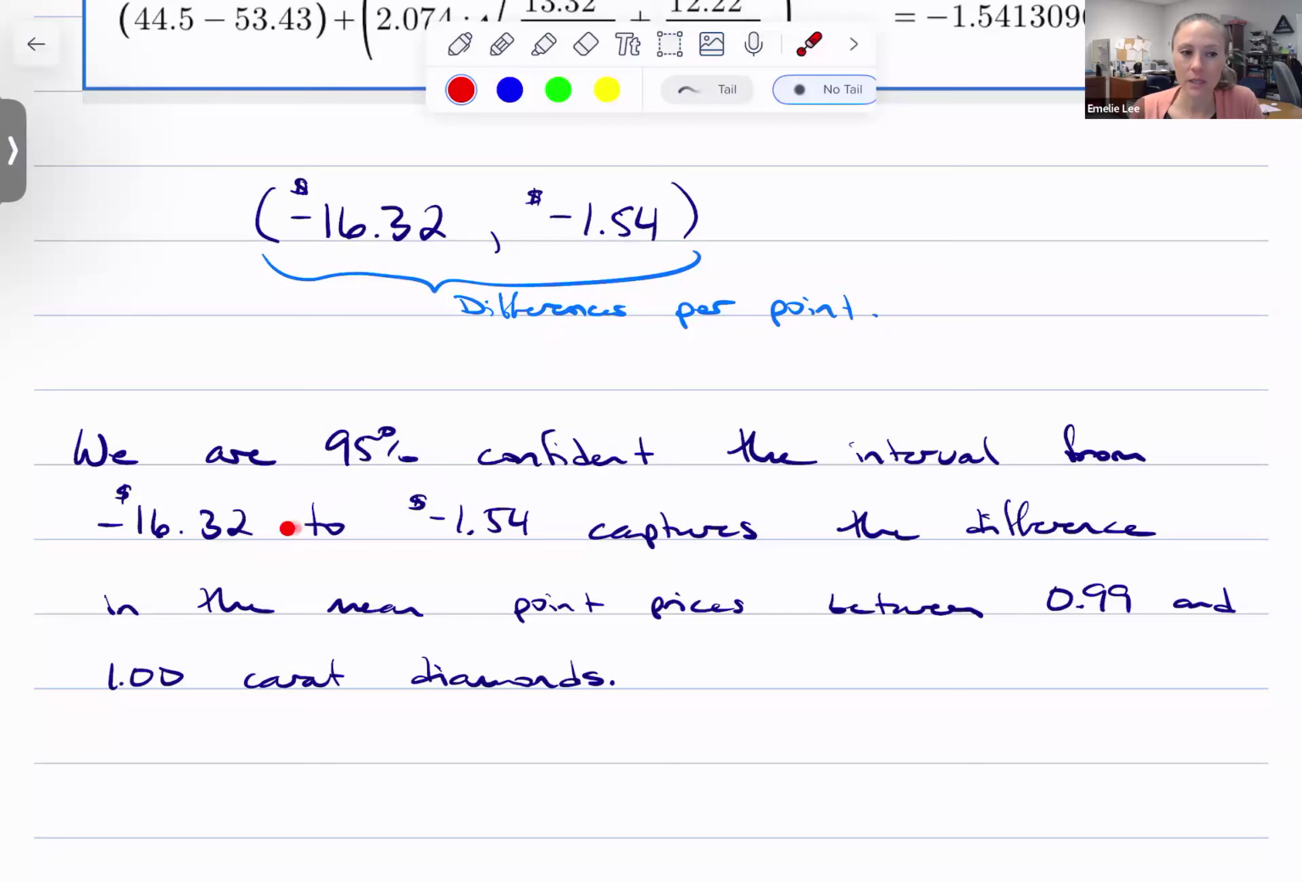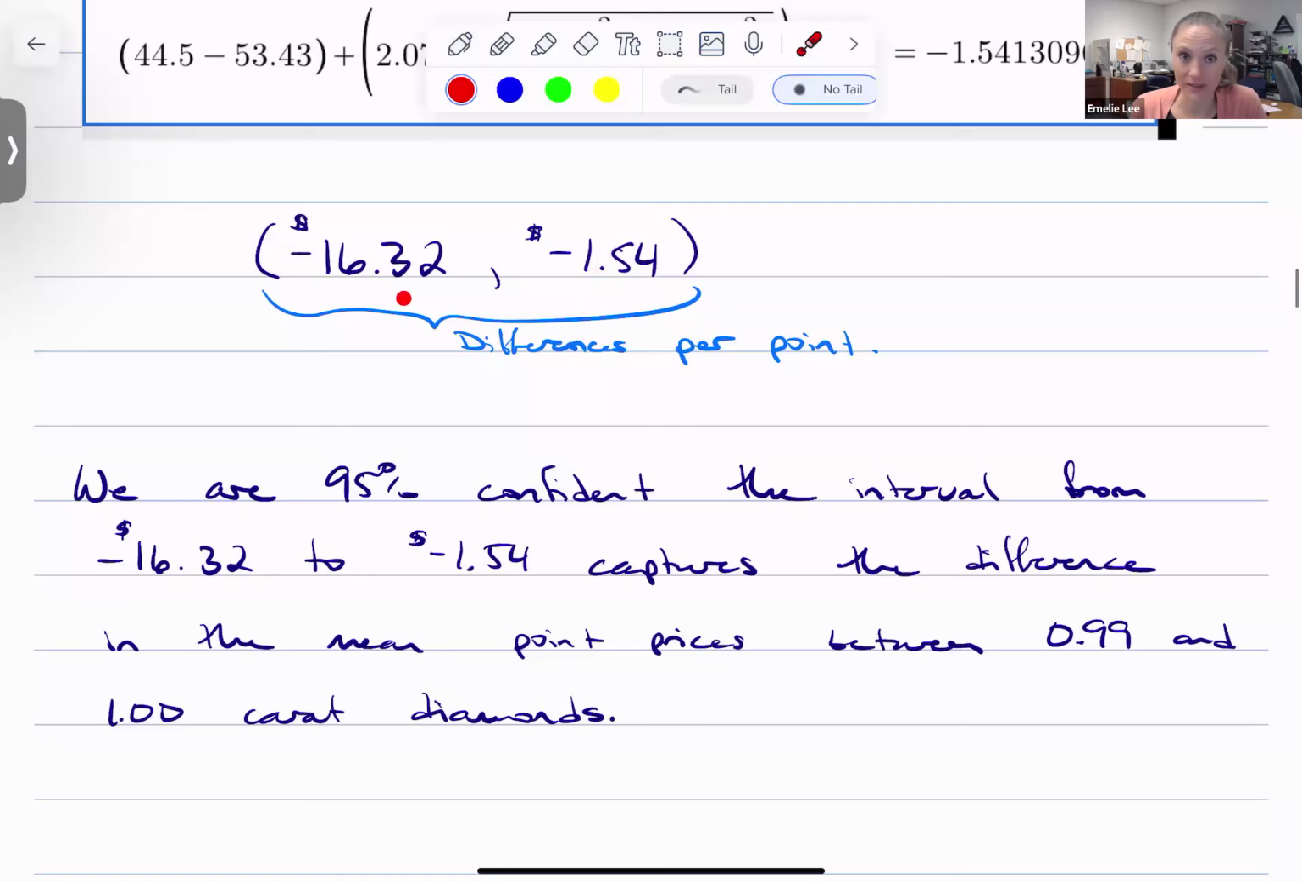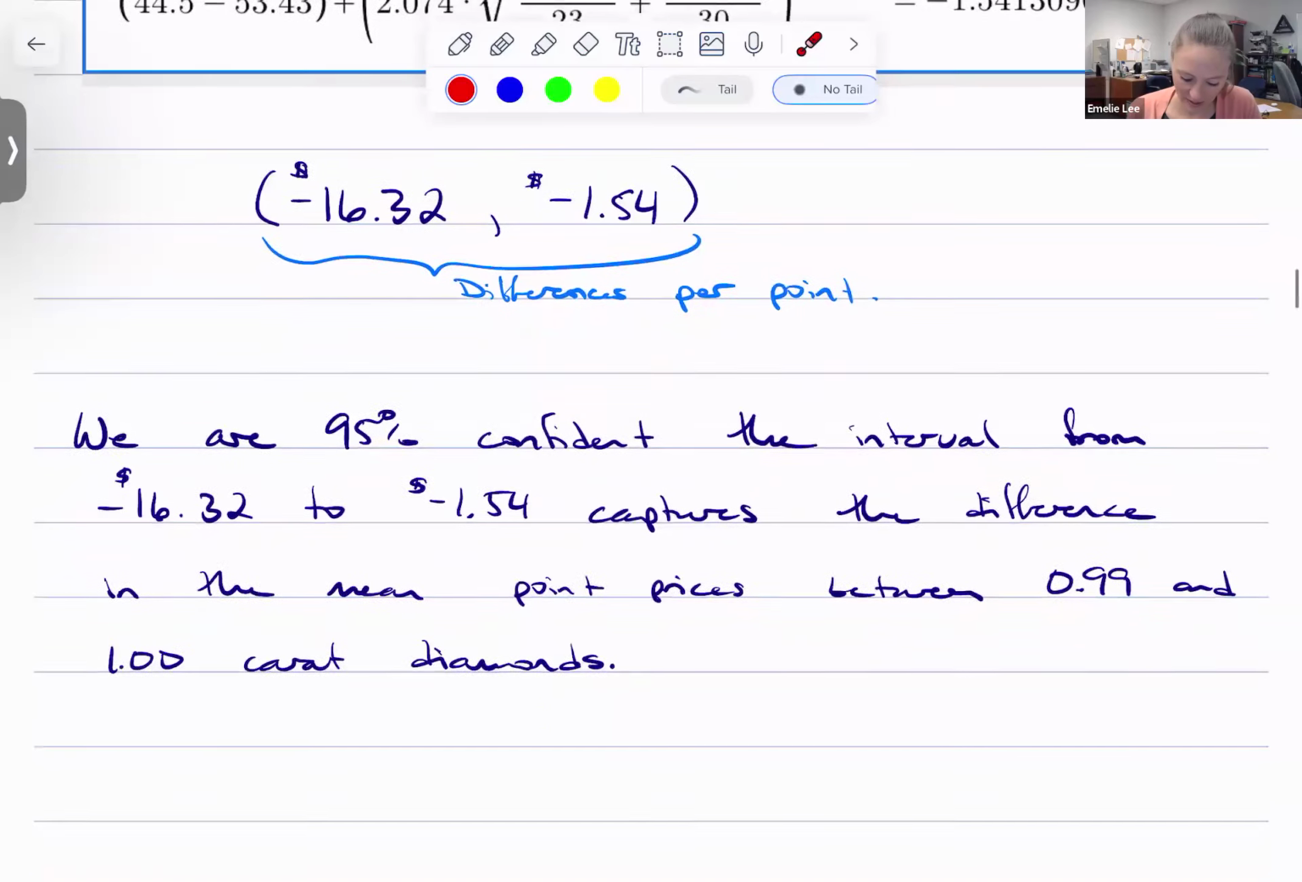You can take this further and say that a difference of negative 1632 is the same as saying that the 1 carat diamond is $1632 higher on average than the 0.99 carat diamonds, but that's not something that I expect you to do. I want you to be able to find the interval, that's important, and then interpret the interval, but you can just take it at face value. So we're some percentage confident that the interval from here to here, whatever you found, captures, and then whatever I asked you to build a confidence interval about, the mean, the difference in the mean point prices in this case.